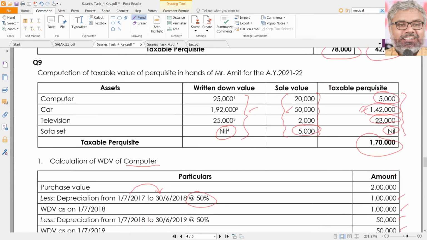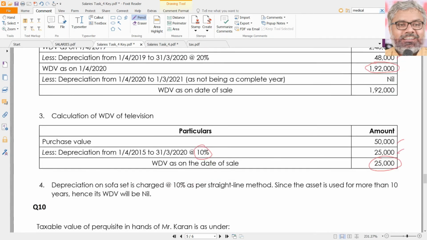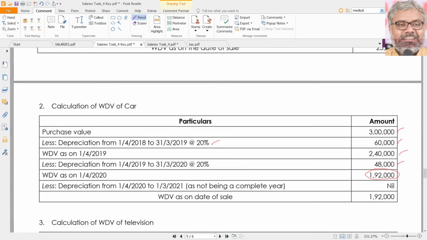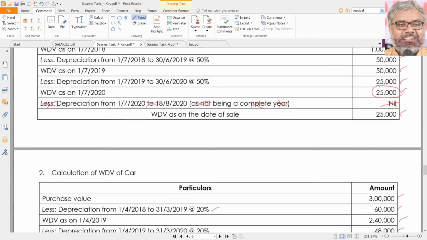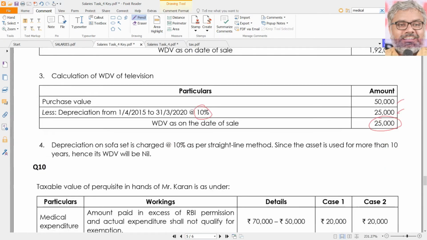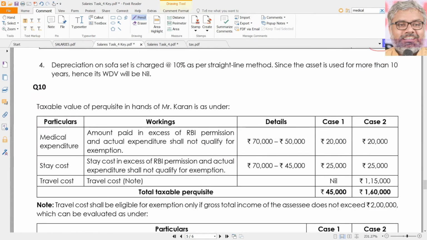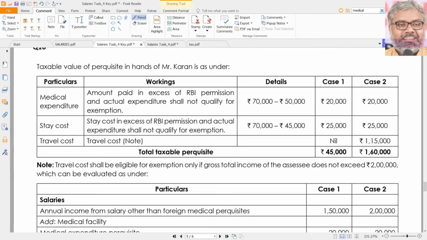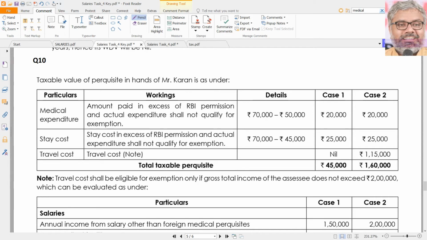That is question number 9. Transfer of mobile assets. For computers, 50% WDV method depreciation is to be taken. For cars, 20% WDV method. For any other asset, 10% straight line method. That's all. Like that, question number 9 is to be solved.